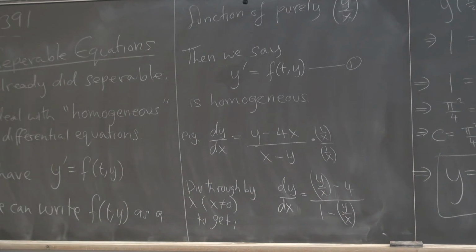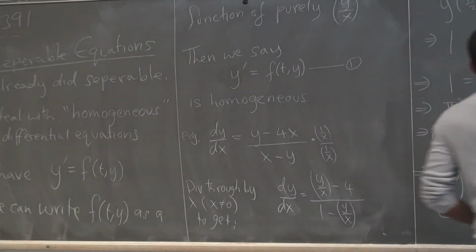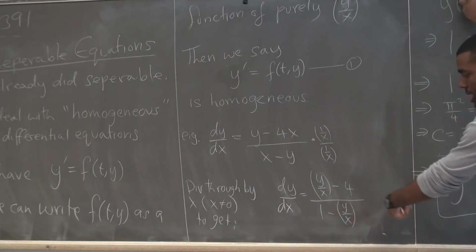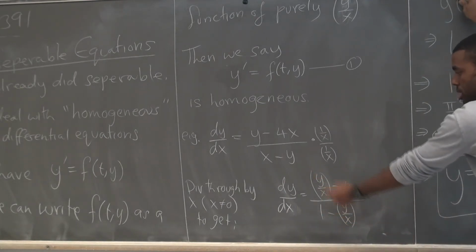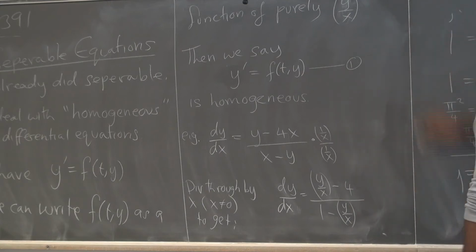Now whenever that happens, I call it homogeneous. Because there are no x's or y's hanging out by themselves. The only variables that appear are in the form y over x. I can't always do this, but sometimes I can.